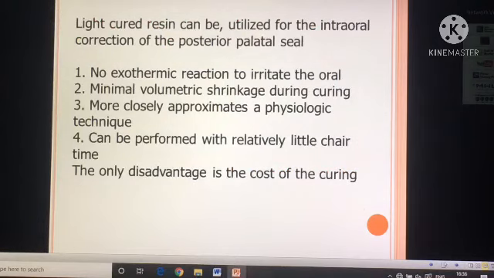That technique was done extraorally. When we are doing it intraorally, we cannot use self-cure resin because it is highly exothermic in its reaction and can cause tissue irritation. So light cure resin is best if we are doing this correction intraorally. The advantages are that there is no exothermic reaction to irritate the oral cavity, there is minimal volumetric shrinkage, and it approximates a physiologic technique. It is almost a physiologic technique. It can be performed with relatively little chairside time. The only disadvantage is the cost of the curing.